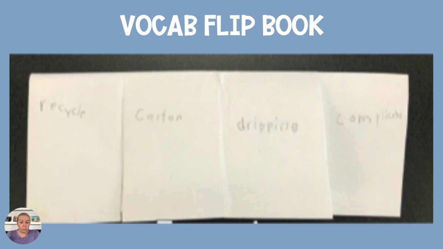So recycle, carton, dripping, and I want to say it says complicated, I think. It's hard to see that one. It's a little blurry. So these are four words from our story. So they picked four words that they were going to use, and they put those on the front.